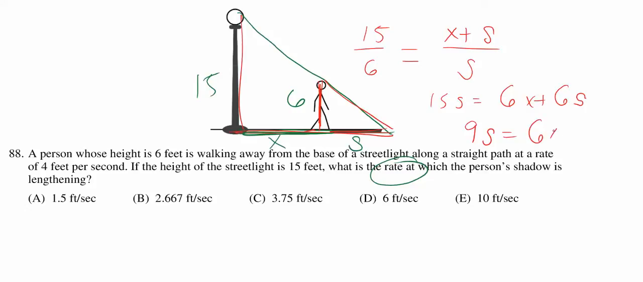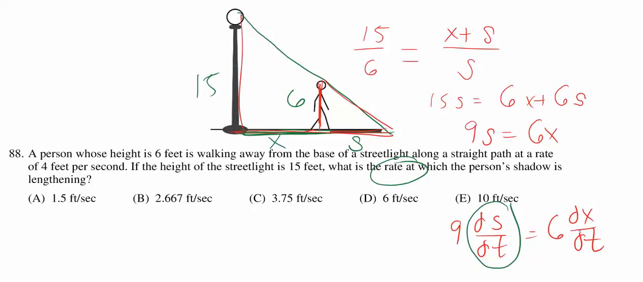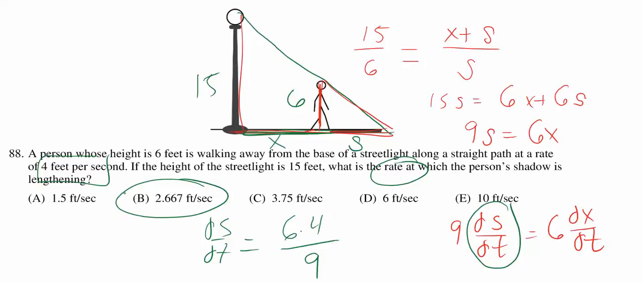9s equals 6x. Now we can differentiate: 9 ds/dt equals 6 dx/dt, and our goal is to get ds/dt, and we know what dx/dt is. That was our 4 feet per second. So ds/dt equals 6 times 4 divided by 9, which I think is, on my calculator, 2.667.